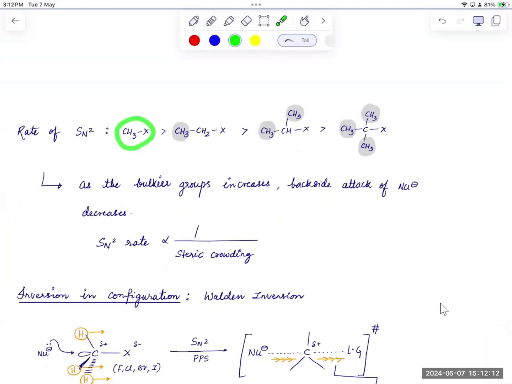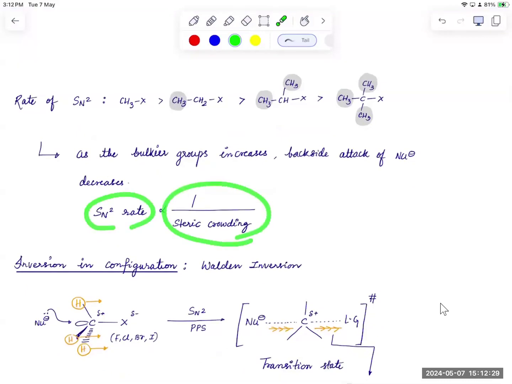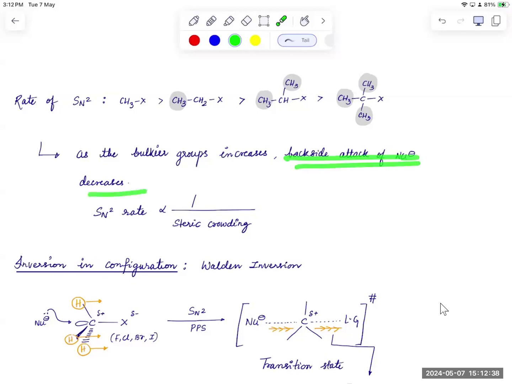If you take alkyl halides, the least crowded one will have the most reactivity for SN2, then the slightly crowded one less, and this one is highly crowded. If you have more crowding on the carbon, it becomes difficult for the nucleophile to attack. So SN2 is inversely proportional to steric crowding. As the bulkier groups increase, backside attack of the nucleophile decreases.